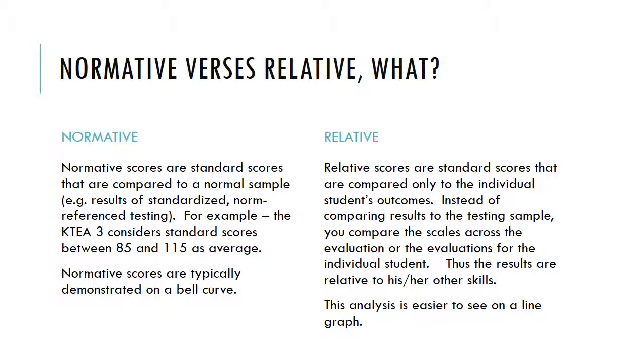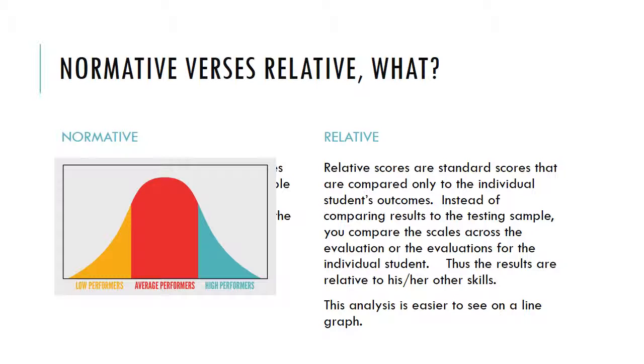Now you're probably asking yourself, normative versus relative. What is she talking about? Normative scores are standard scores that are compared to a normal sample. For example, results of standardized norm reference testing. Like the KTEA-3 considers standard scores between 85 and 115 as average. Normative scores are typically demonstrated on a bell curve.